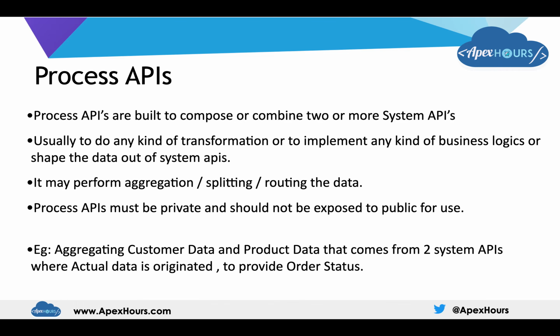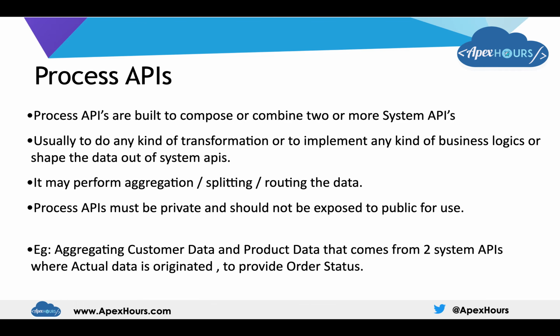As an example, aggregating means combining. For example, if you have customer data and product data that come from two different system APIs where the actual data originates, to provide order status. Suppose you have product details in some Oracle database, so you will create one system API for Oracle, for order product data. And you have customer details also in the order status. Imagine that the customer data is there in another system API which is connecting to Salesforce. All the customer data is there in Salesforce, so you will create one system API for Salesforce.